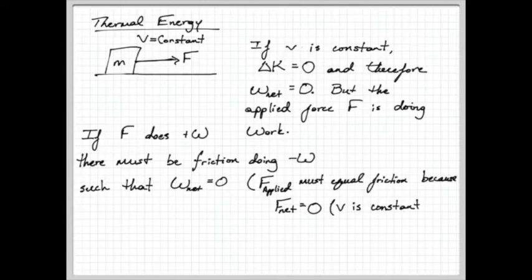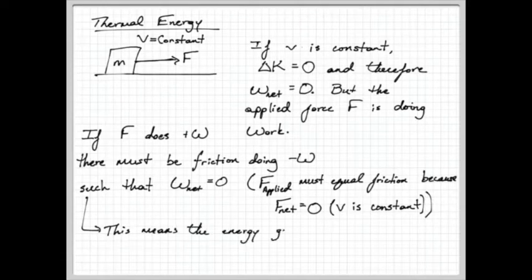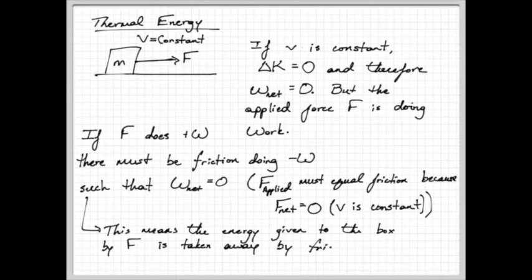Okay, so back to this idea of work. So again, F does positive work, friction must do negative work in the same amount, such that the total work is 0. So conceptually, what does this mean? It means that the energy given to the box by the force F is taken away by friction. Okay? And what kind of energy does friction produce? Okay? Well, we define this kind of energy as thermal energy.